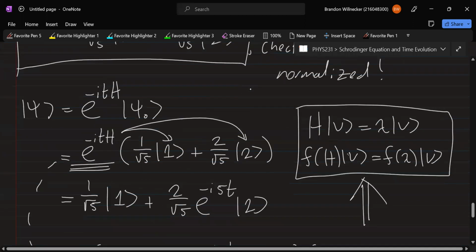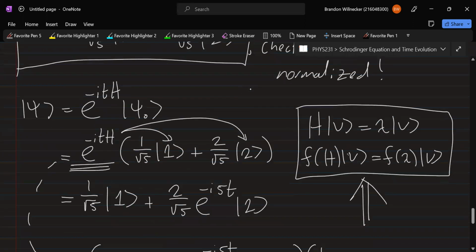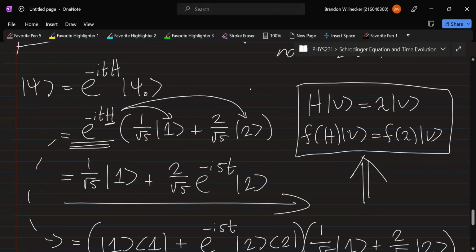Okay, so we have the function of the operator acting on the eigenstates. In this case, the operator is just replaced by the corresponding eigenvalue. So the first eigenvalue was 0, so it just became e to the 0, which is 1. In the second case, the eigenvalue was 5, so the H was replaced with 5. And we get the same answer as before.